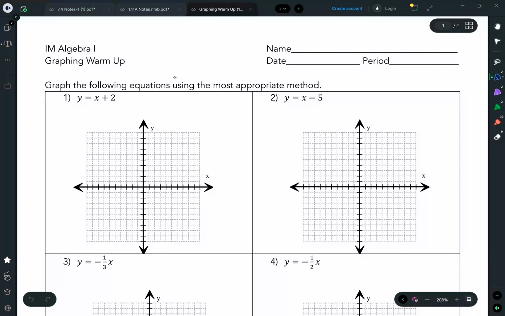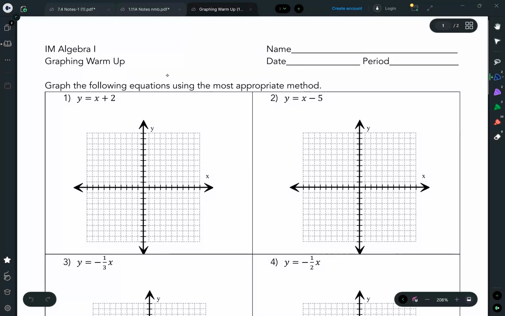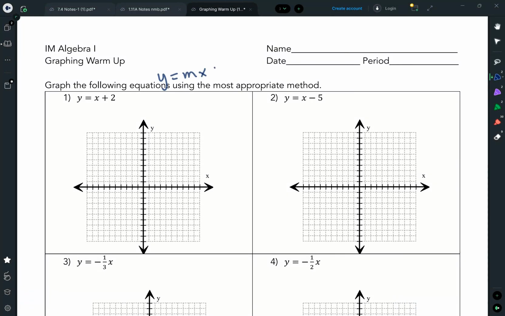So let me write that at the top for you. So that's how we're starting out. So in the first one, when I look at what matches up with my m, that would be like the 1 in front of x. That's my slope. My slope is 1 over 1. And then the b would be 2.